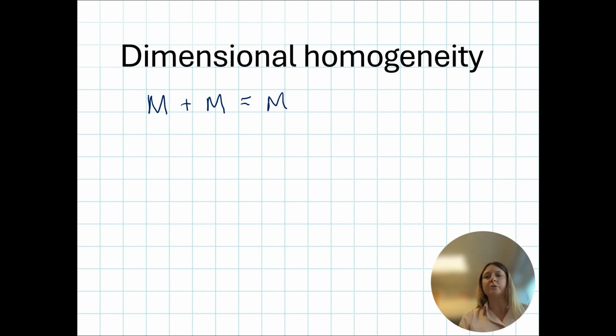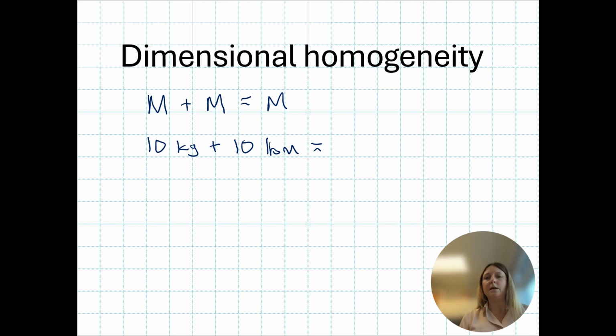So further, each term needs to have the same units of mass. So I can't add unlike terms. For example, I couldn't add 10 kilograms of mass plus 10 pounds of mass. They have the same dimension of mass, but they have different units. So another thing about dimensional homogeneity is that I can't equate unlike terms, right?